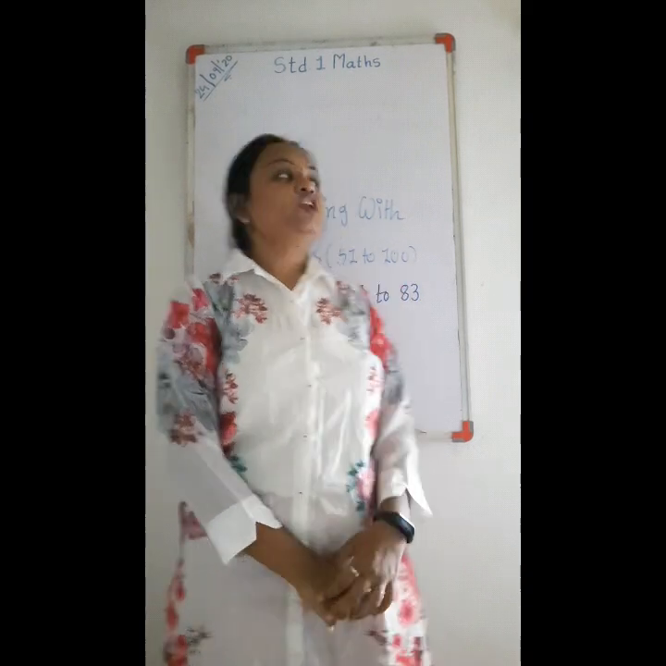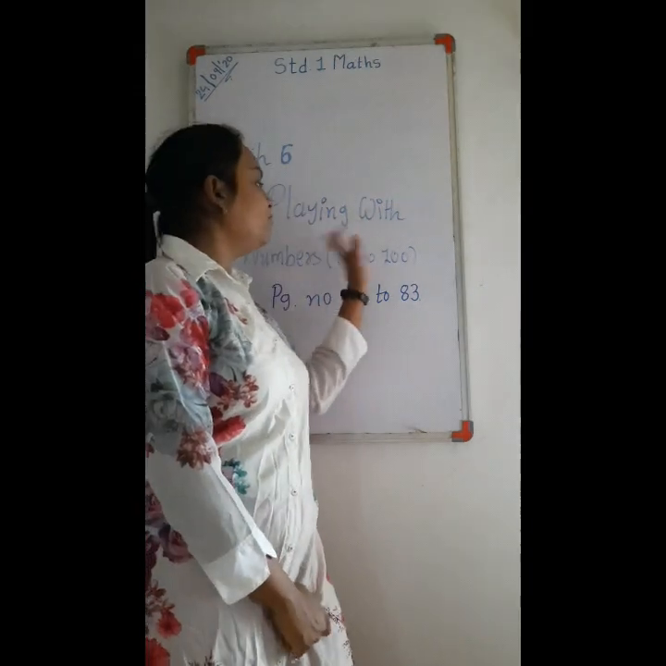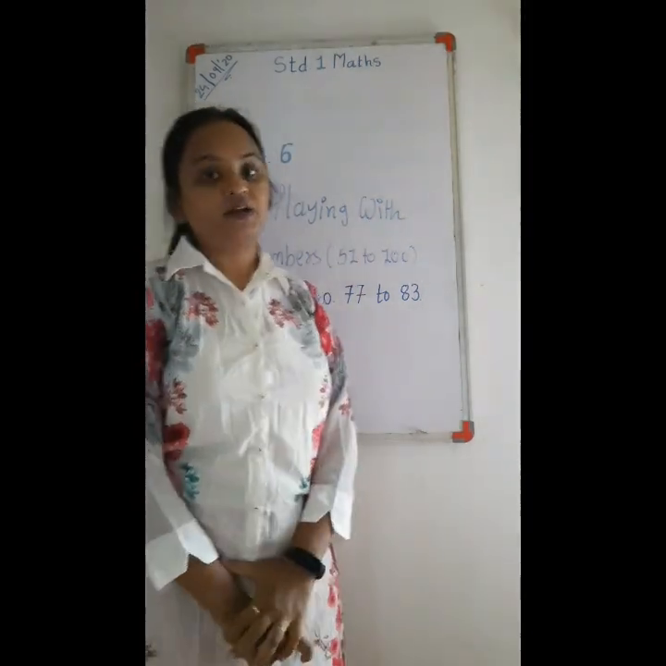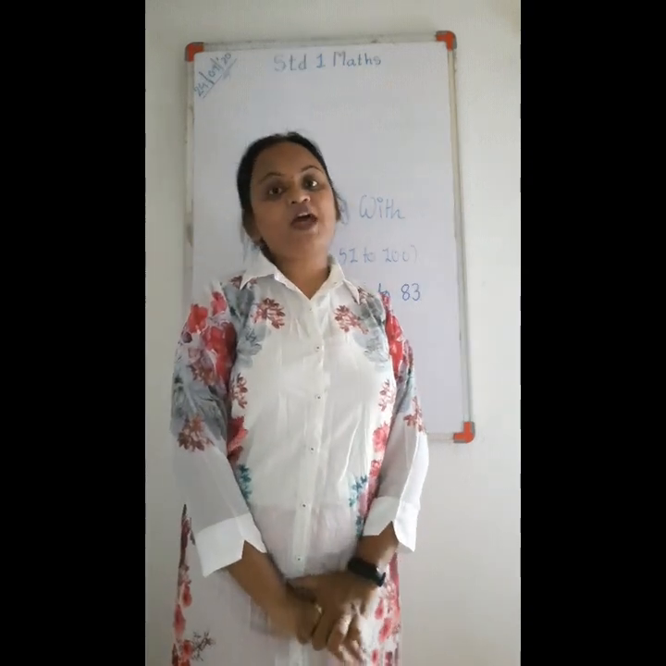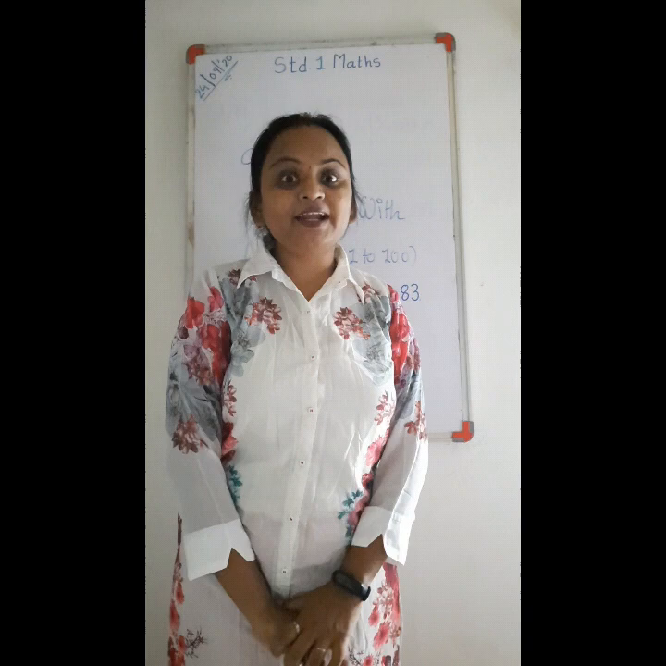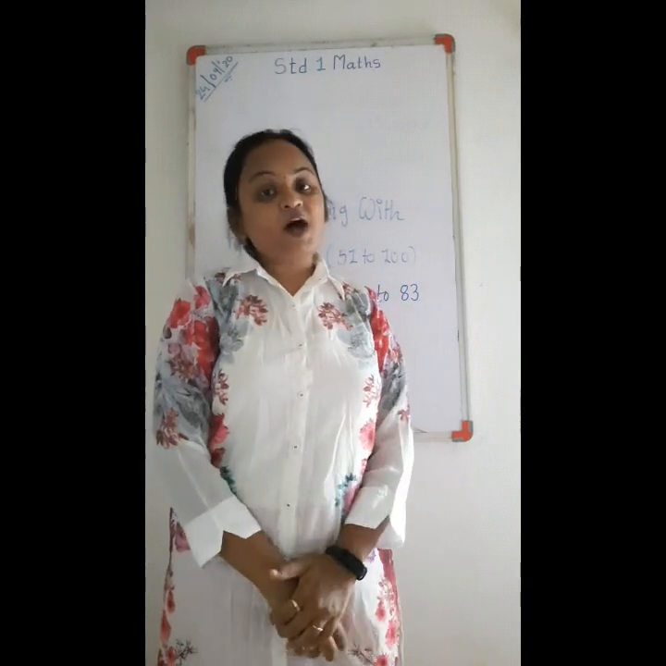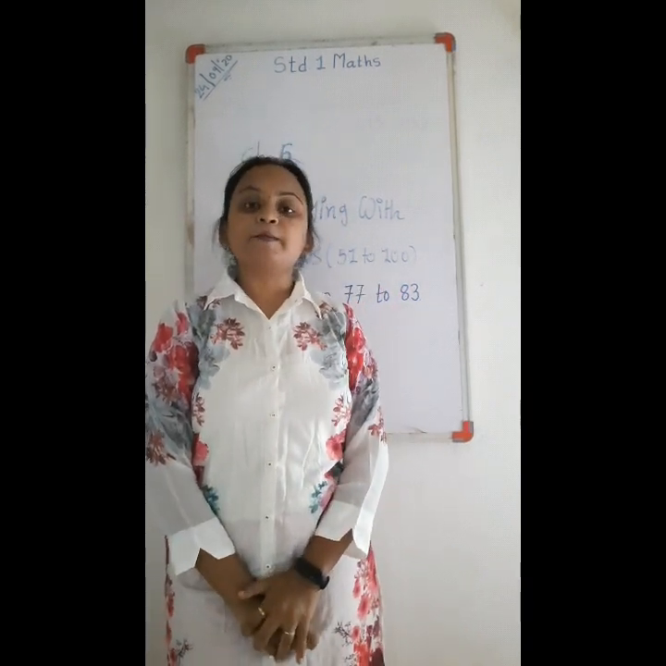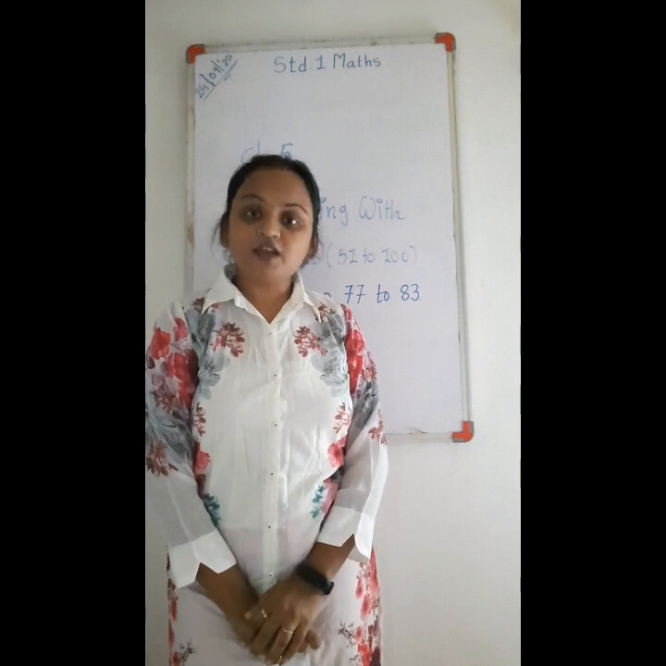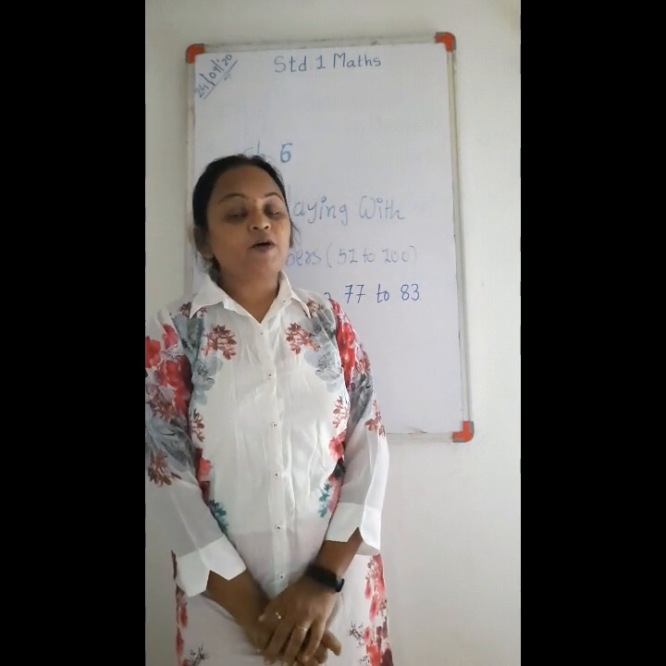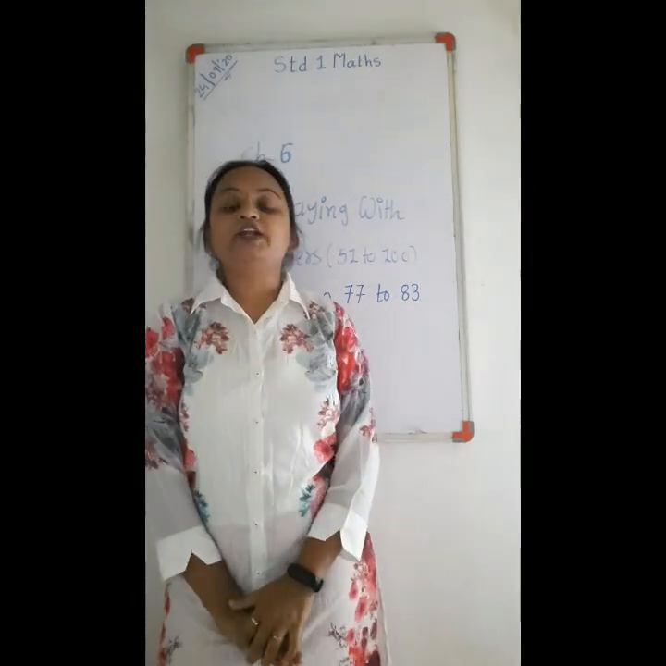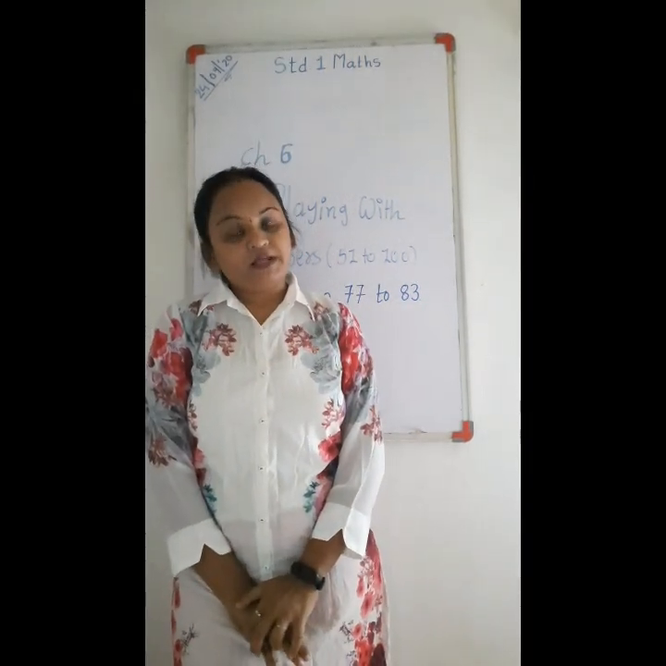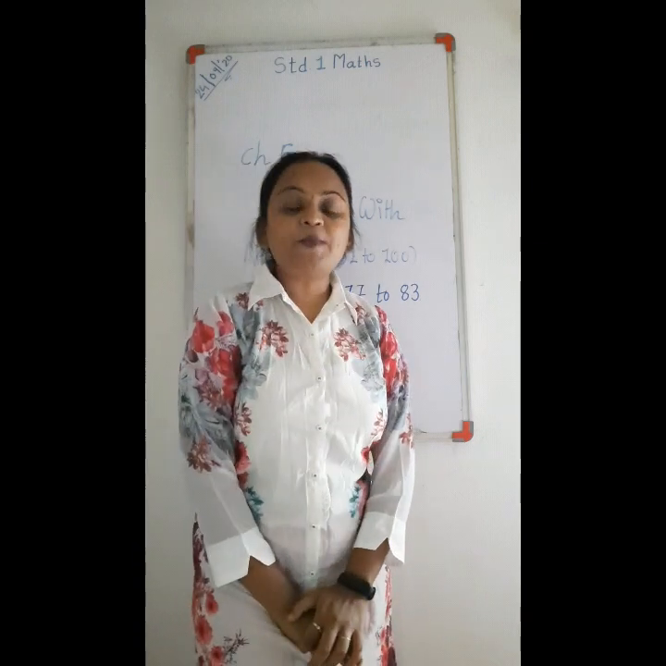Okay, we continue with chapter number 6, Playing with Numbers 51 to 100. Till page number 75 you have done. Have you completed your homework? Yes, you are good. So you have completed your homework. Now today we are going to learn from page number 77 to 83, that you have to complete in the maths textbook. Open page number 77.